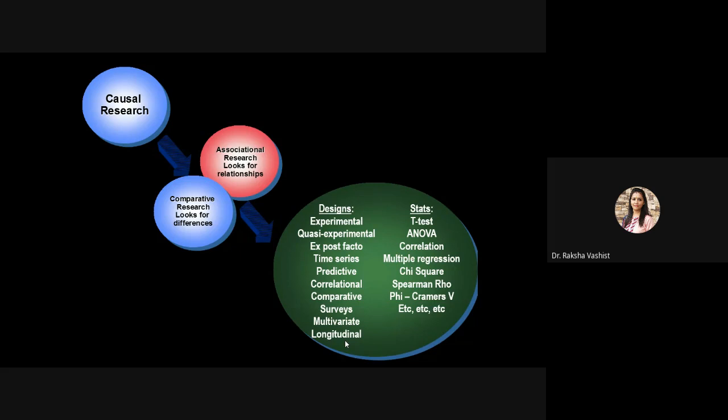That is for associational research, which is only used to know the relationship between the variables, right? And comparative research looks for the differences, how one variable is different from another variable. So these two are the types of causal research.